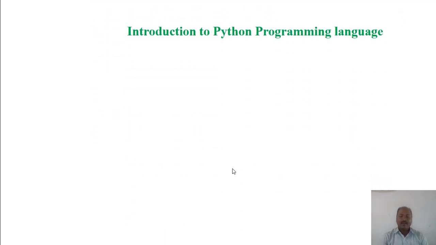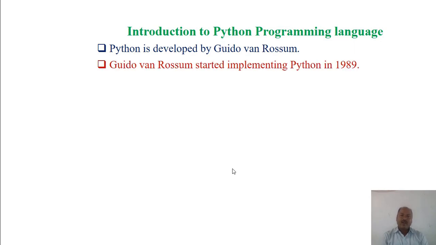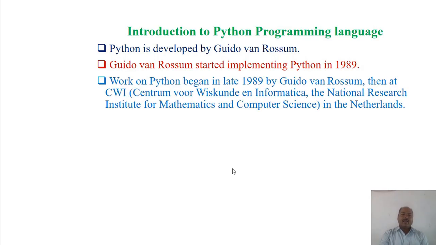Now the next point is the introduction to the Python programming language. Who developed Python? Python was developed by Guido van Rossum. So this is the developer of Python. Guido van Rossum started implementing Python in 1989. Within 1989, Guido van Rossum started the implementation of Python in actual programming.